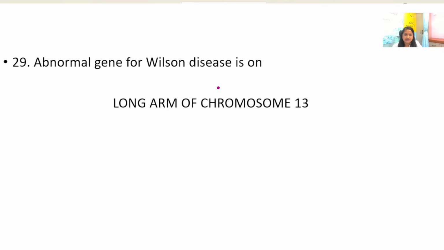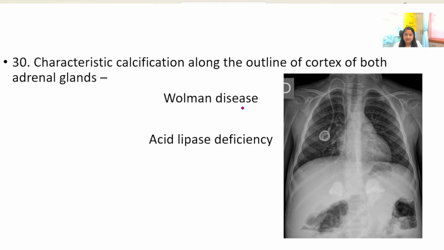Abnormal gene for Wilson disease is on the long arm of chromosome 13. Characteristic calcification along the outline of cortex of both adrenal glands is seen in Wolman disease. Here you can see the calcification along the outline of the adrenal glands, and this is seen in Wolman disease, and this is due to acid lipase enzyme deficiency.